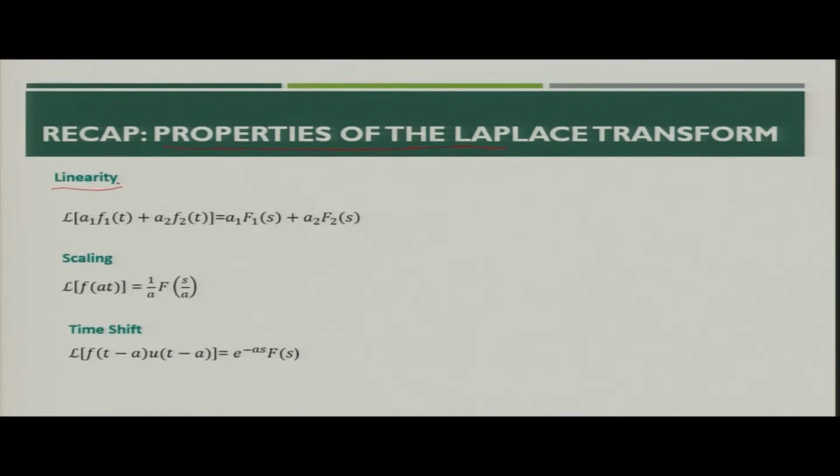First we discussed linearity, where if the function is a1 f1(t) plus a2 f2(t), the Laplace transform of this would be a1 F1(s) plus a2 F2(s). Scaling property: if the function is f(at), the Laplace transform of that function would be 1 upon a times F(s/a). So, simply you replace s by s/a.